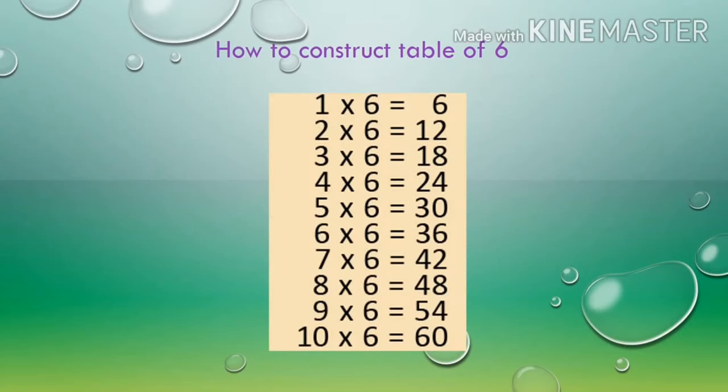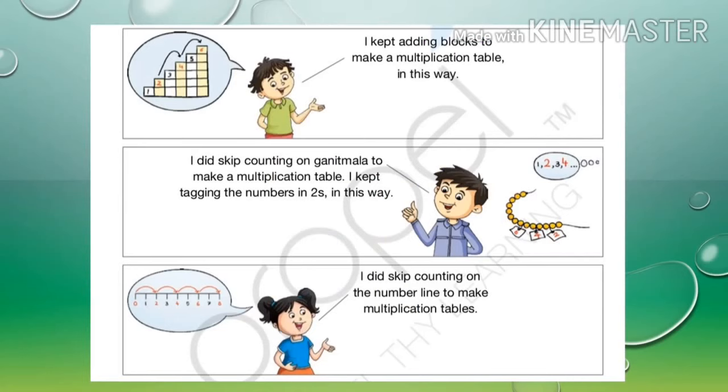Children, let's make the multiplication table for 6. There are 3 ways or methods of making multiplication tables, namely repeated addition, number catchers on the Ganitmala and skip counting on the number line. Children, use these 3 ways and construct the table of 6 in your notebook. Discuss all 3 strategies with your parents. Now think which one did you like the most.